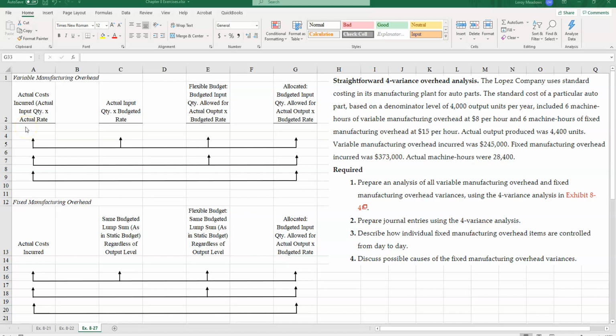We're told the actual cost incurred was $245,000. So let's go ahead and put that in here, and let's format these cells. I'll just do these two while I'm at it.